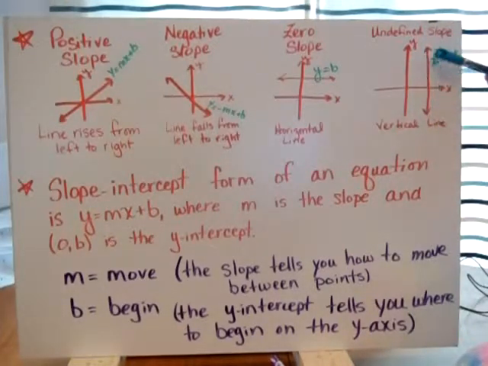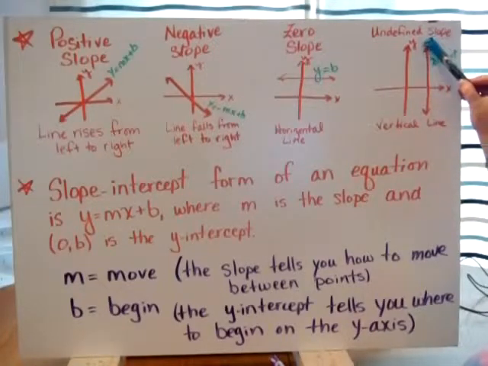A vertical line is a north-south line. It goes straight up and down. It doesn't move sideways at all. And the equation is x equals an x-intercept. And remember, the slope on this would be undefined.